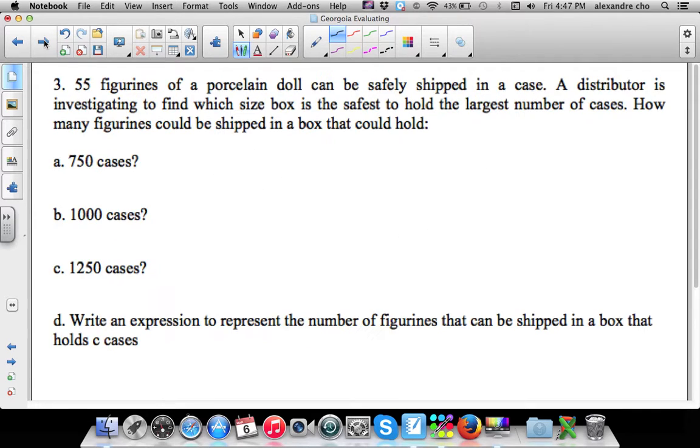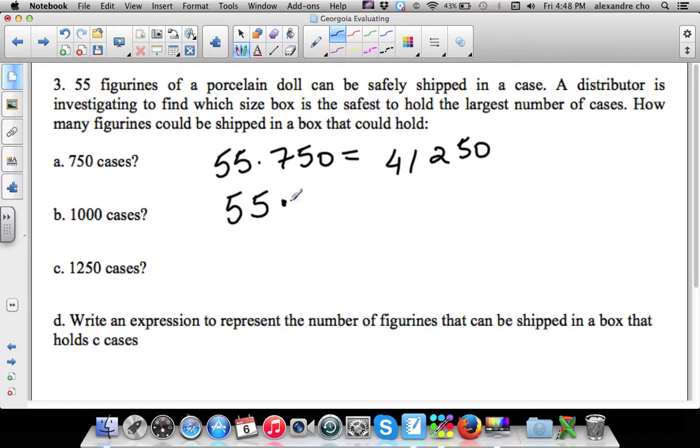Next question. Number 3. 55 figurines are packed in a case. Alright, so there are 55 dolls in a case, in a box, or whatever you want to call it. So 55 in the box, and in this case we have 750 boxes. Okay, 55 times 750, that would give us, wow, 41,250 porcelain dolls. That's a lot of dolls. So probably a company that specializes in this, and they're exporting.